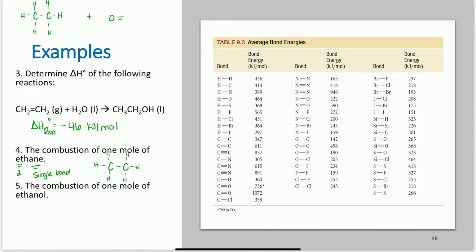reacts with oxygen. Oxygen does double bond to itself, because remember, oxygen wants 2 bonds, 2 lone pairs, and produces carbon dioxide and water. And I'll let you guys balance this out, but you should find this pattern.